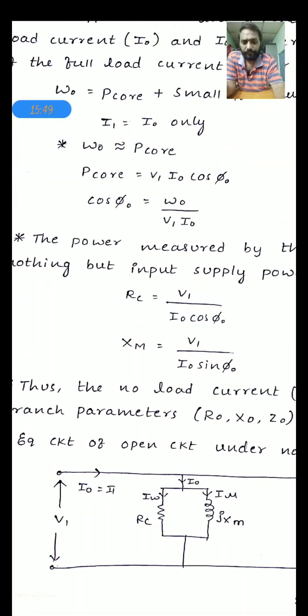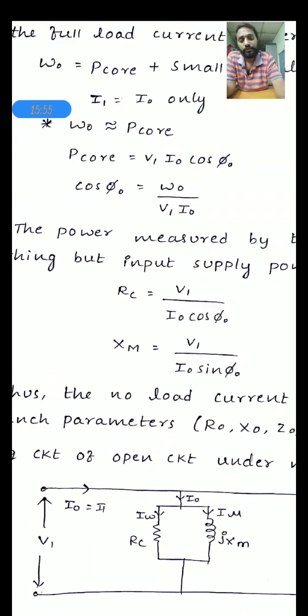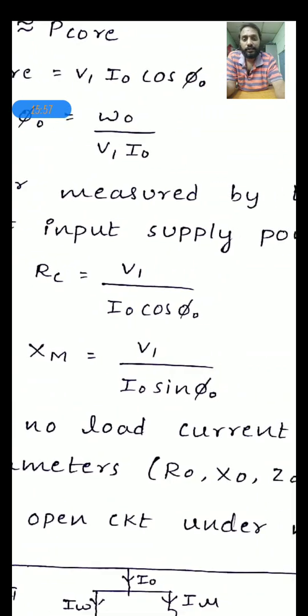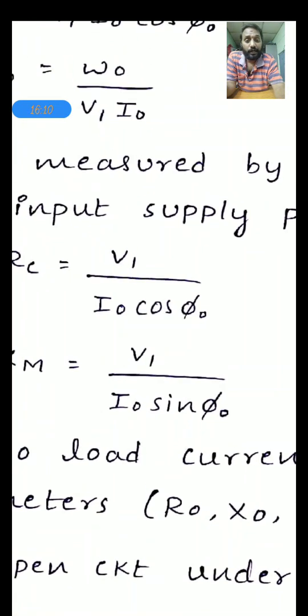So we know that RC is equal to V1 by I naught cos phi naught. This is nothing but the real part of the no load current I naught. I naught cos phi naught is called IW, that is the working loss component of the no load current. Once again I am telling you, I naught cos phi naught is written as IW.